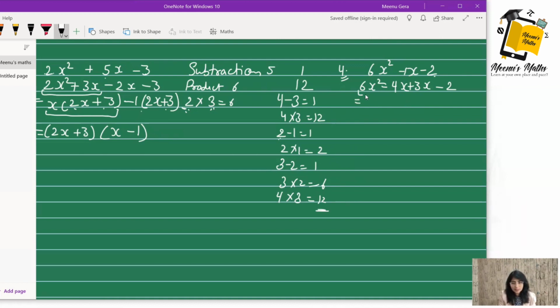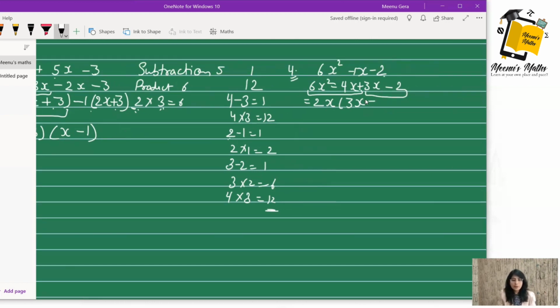Now again take common from two terms. From these two terms, from 6 and 4, we are getting 2 as common and this is x. From 6x square, I have taken 2x as common. This is 3x. From 6, if I have taken 2 as common, we know that 2 3s are 6. So it will be 3 here. From x square, if I have taken x as common, it will be x here. Now this is a negative sign. So it will be minus.